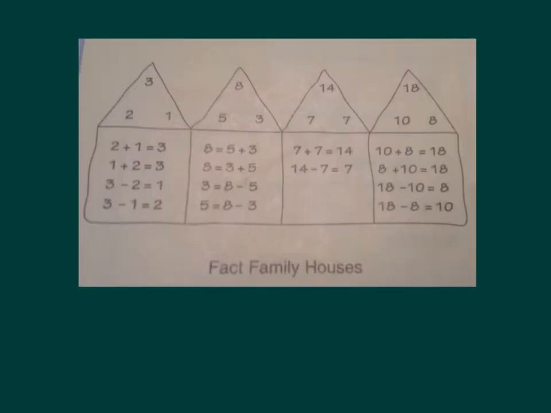Some of our friends might also want to create fact family houses. Now a fact family house has your fact family triangle, and underneath it you're simply making your fact families. As you can see, we did this for 5, 3, and 8, and here's all the ones here. 7 plus 7 equals 14, and there's the fact families there. 10, 8, and 18, and here's your fact families here. They're called fact family houses.